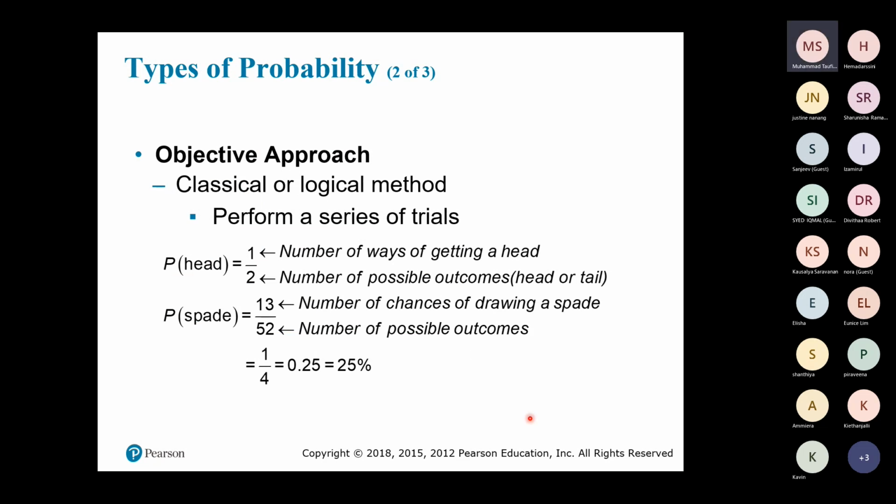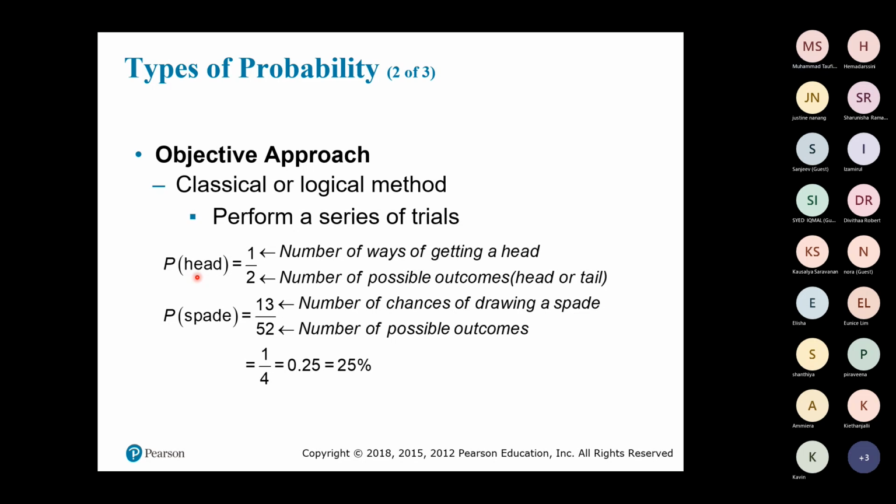So how to do it? We have to perform a set of trials. For example, if we have a coin, what is the chance that we will get head or tail in one toss? What is the chance that we will have a head in one toss? If we have a coin and we toss it up, what are the chances of getting head?